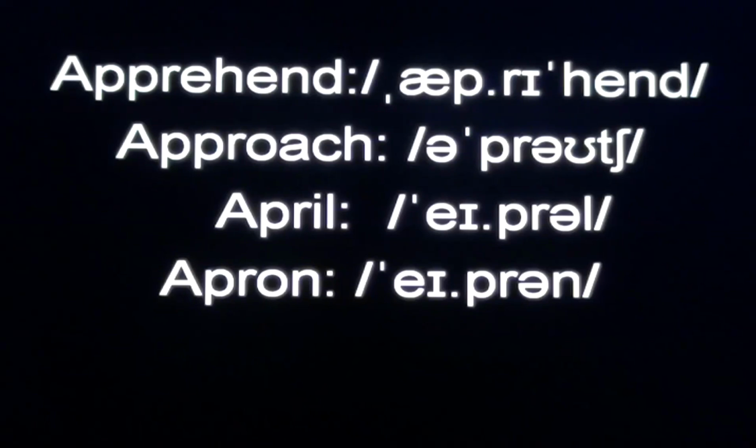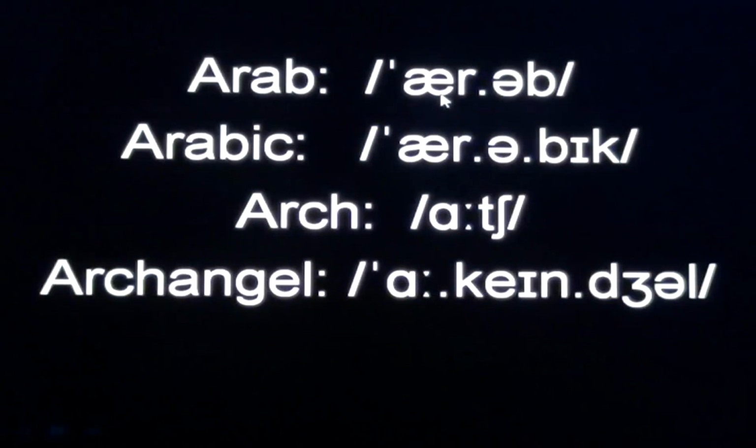Apron. This is not apron. Apron. April, not April. This is Arab. This is not Arab. Arabic. This is not Arabic. Arabic. This is arch, not arch. As the cha sound is coming, the ra will not be produced here. This will become arch, but here the ch becomes a ka sound.